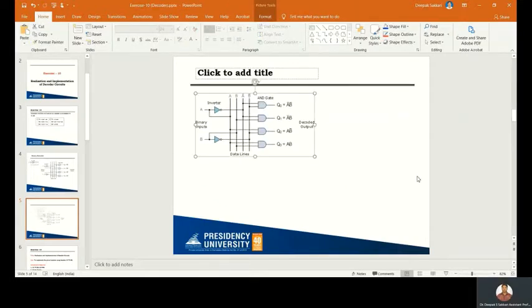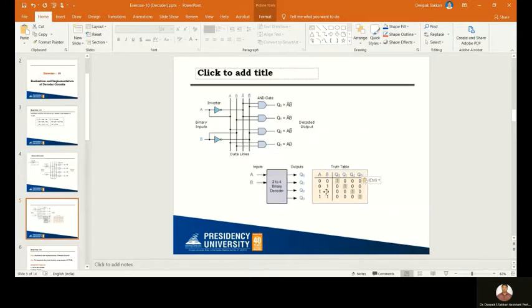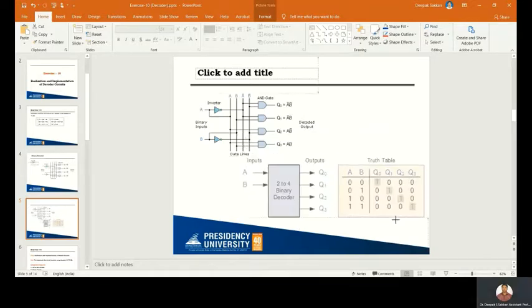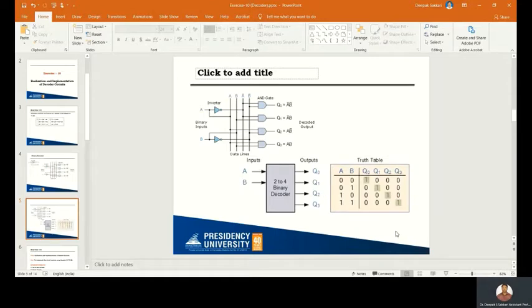It's very simple. For this circuit, if I write the truth table, it will be like this. A, B, I have two options. If I apply 0, 0, I'll be getting output at Q0. If I apply 0, 1, I'll be getting output at Q1. If I apply 1, 0, I'll be getting output at Q2. And similarly, if I apply 1, 1 to input A and B, I'll be getting output at Q3. And this is the symbol to represent a 2 to 4 binary decoder.